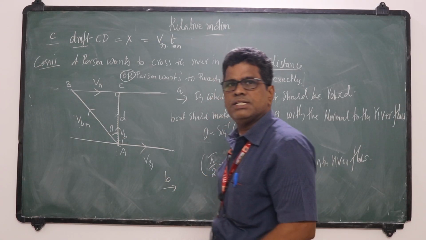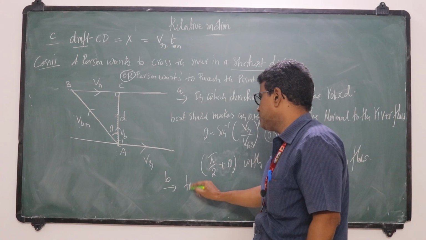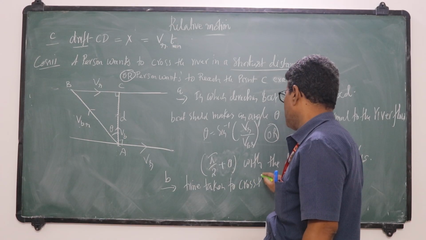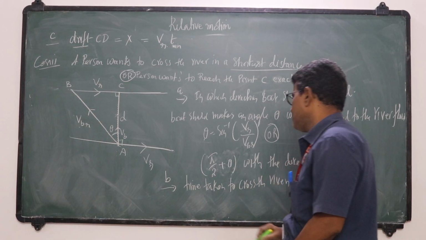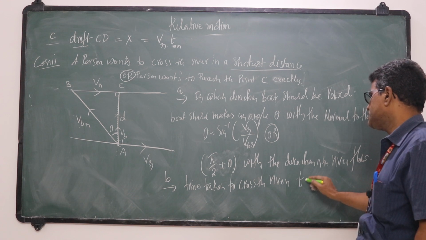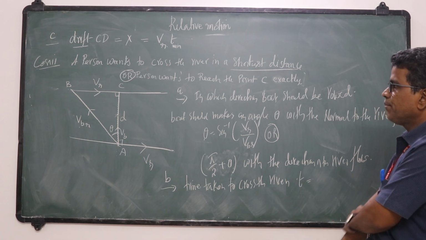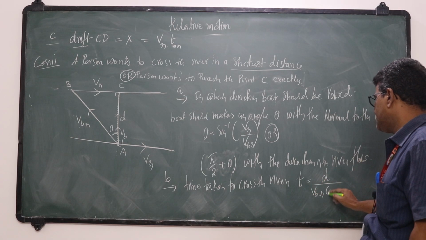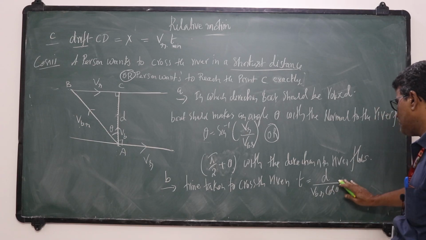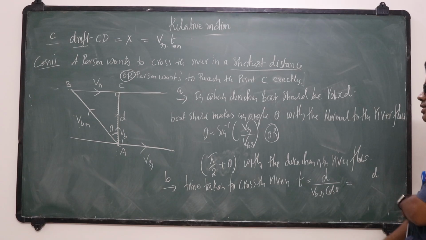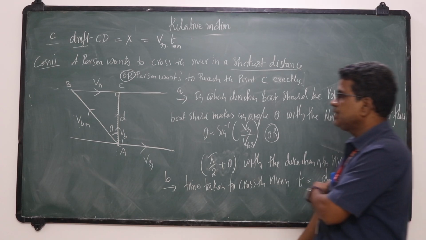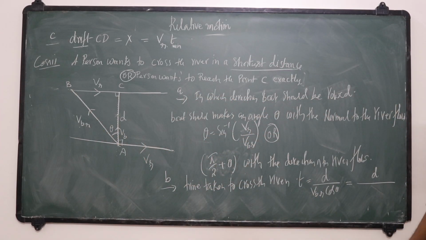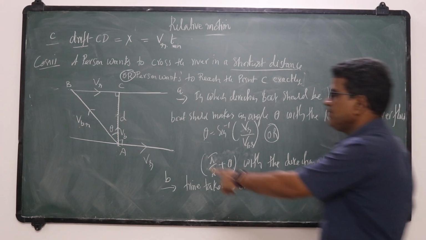Next, this is the first question. Second question: to cross this river, how much time will it take? So time taken to cross the river, t, is equal to d by VBR cos theta. We can use this formula, or d by, if the velocity of the boat in still water is VB, we can write VB.